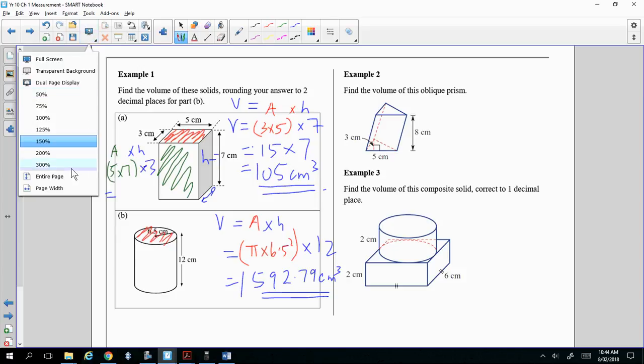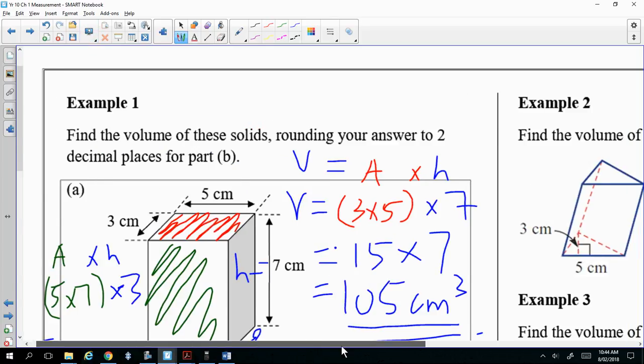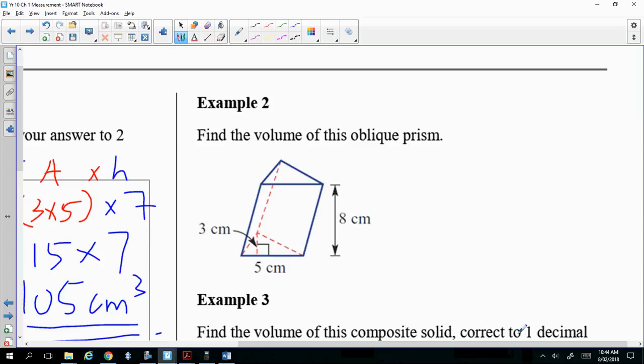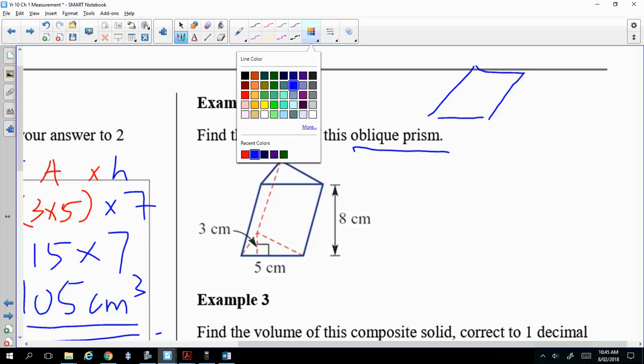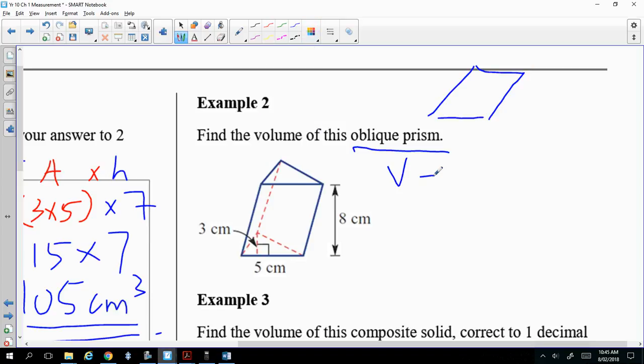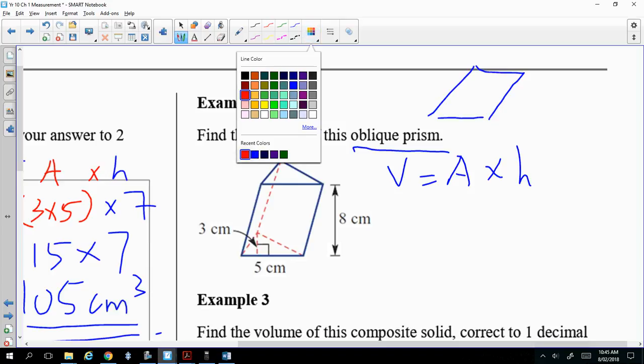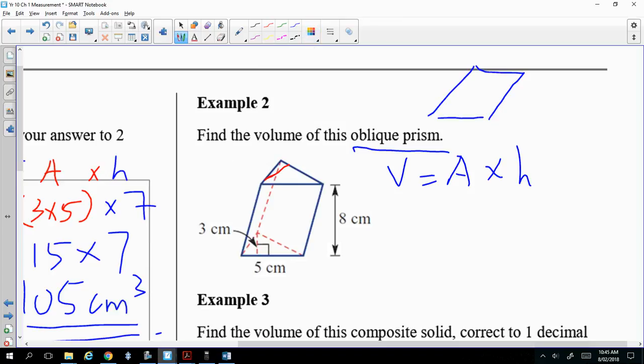Alright, the next one is a prism, but it's called an oblique prism because it's not standing upright, it's standing at an angle, so it's oblique. So for the oblique prism, you still use the same formula. Volume is A times H, where A is the area of the cross-section, and H is the perpendicular height. So this is the perpendicular height H.